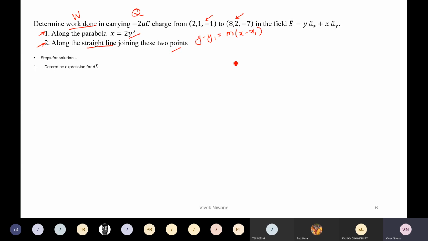So, steps for solution. First, determine the expression for dl bar in both cases. Second, evaluate E bar dot dl bar, particularly in the second case where we have a straight line. We will end up with an integral where we will have y dx and x dy kind of terms. To solve those kinds of integrals, we have step number 3: express x in terms of y or y in terms of x to evaluate the integration. Let us go for the given quantities.